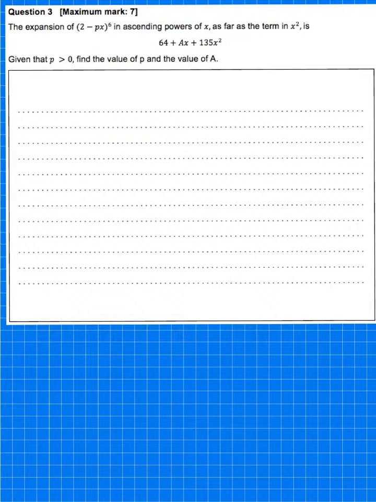So paper 1, question 3 this time. We've got binomial expansion to do. So first of all, we're going to consider that binomial expansion of (2 minus px) to the power of 6.